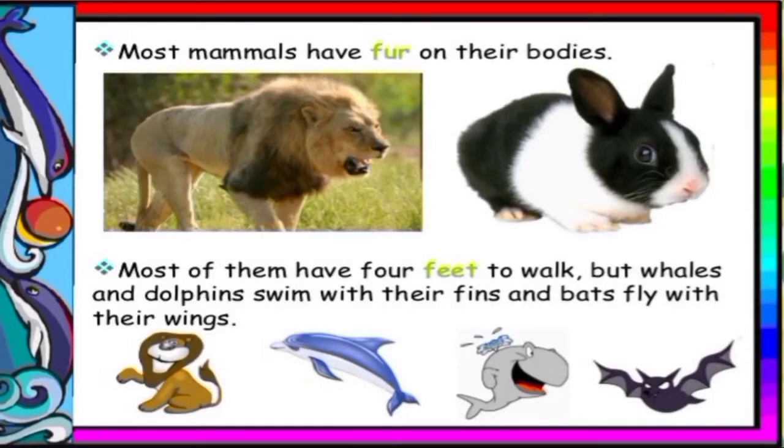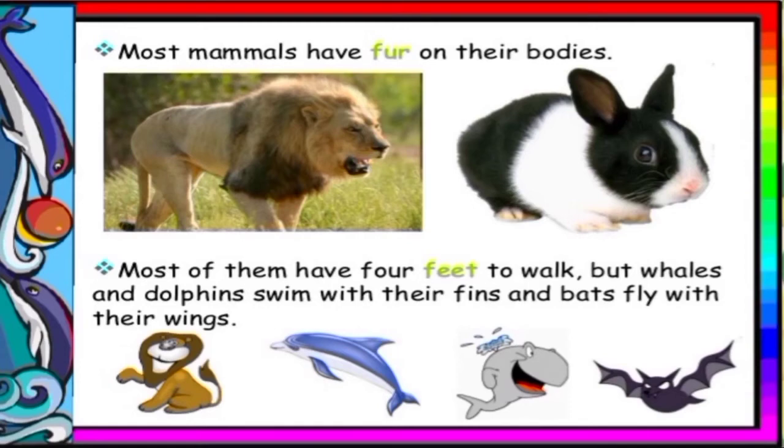Human beings, along with dog, cat, lion, elephant, deer, cow, buffalo, hippopotamus, zebra, giraffe, monkey, and rabbit are some examples of mammals. And whales and dolphins are mammals found in water, but they do not have hair on their body. And most mammals live on land and breathe through lungs.